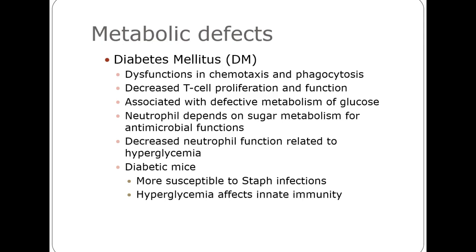Another type of issue we can have is a metabolic defect. One example of this is diabetes mellitus. With diabetes, we do see dysfunctions in chemotaxis and phagocytosis. We've got decreased T-cell proliferation. We've got an association with the defective metabolism of glucose. Our neutrophils depend on sugar metabolism. So if our blood sugars are out of whack, our neutrophils are going to be too. We do have hyperglycemia. The neutrophils don't function as well there either. So in either direction, those neutrophils get a little fussy.